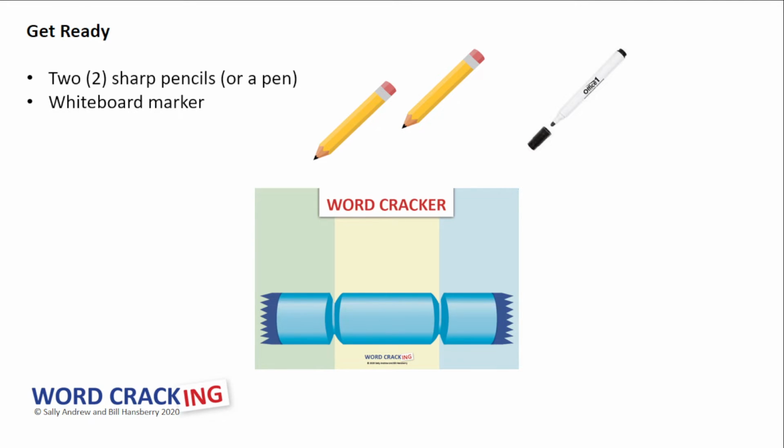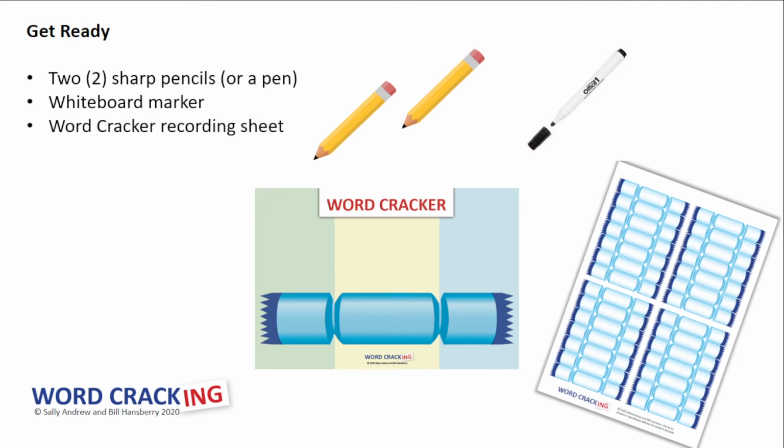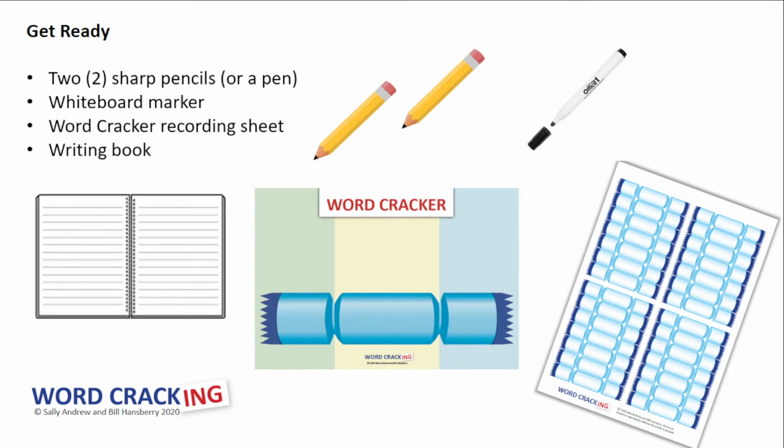So students can clearly indicate to teachers that they know which are the prefixes, which are the suffixes, and which are the bases. Now, you are going to need a word cracker recording sheet. This is downloadable from the subscription part of the word cracking website. But if your teacher has a word cracking manual, it's in the appendix to be copied. Later on, you're going to need your writing book because we're going to be writing a story with this new base duct.